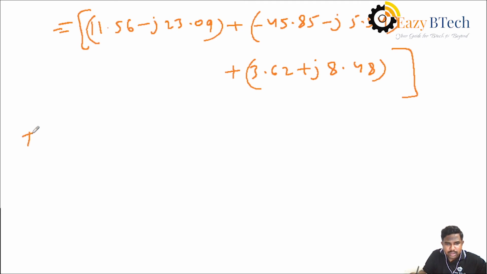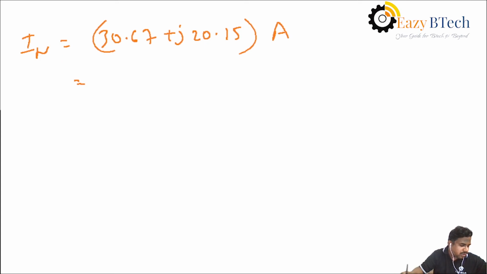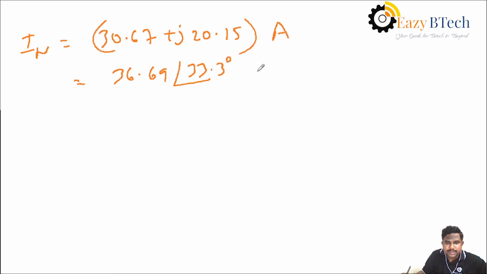Hence, the neutral current, adding all values along with the minus also, you will get the total value, 30.67 plus J 20.15 amperes in rectangular form. Then similarly, you have to change into equivalent polar form to find the total neutral current: 36.69 at an angle 33.3 degrees amperes. So this is the total neutral current in the star connected load.